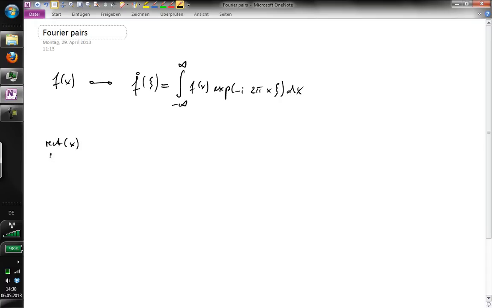So the rectangle or the box function is centered around 0 in the spatial domain, and I should use a function a here to indicate its width, and then its Fourier transform is the sinc of xi over a, where the sinc is defined as follows.